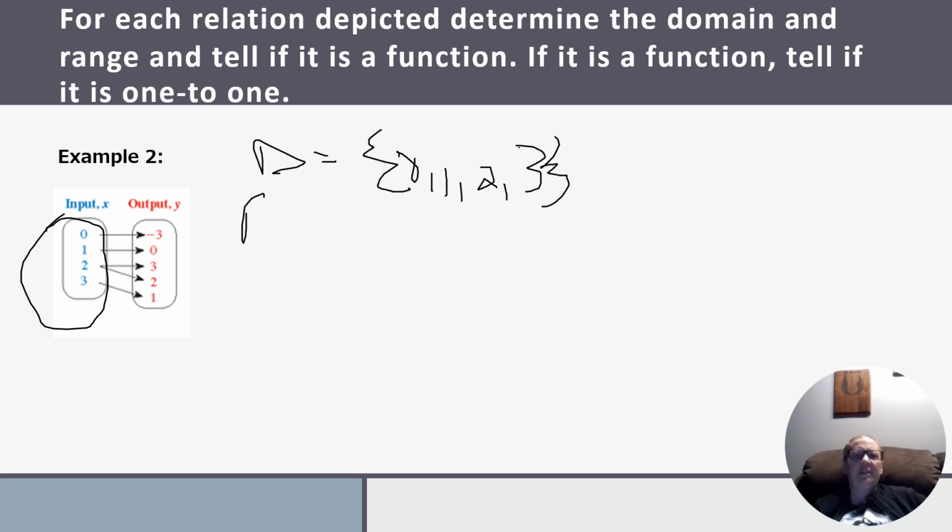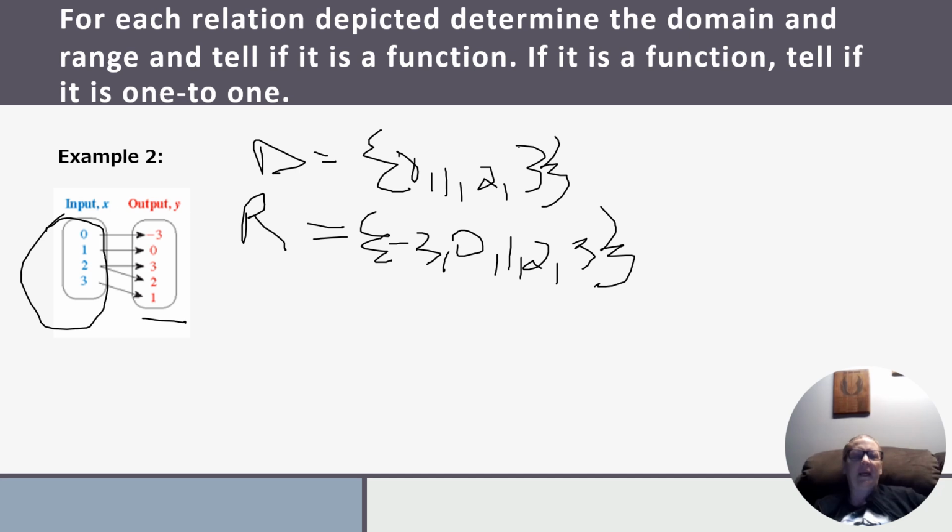I'm going to do my range. That's going to be the output values, which is over here. That's -3, 0, 1, 2, 3. It was almost in order, but just not quite at that back part.